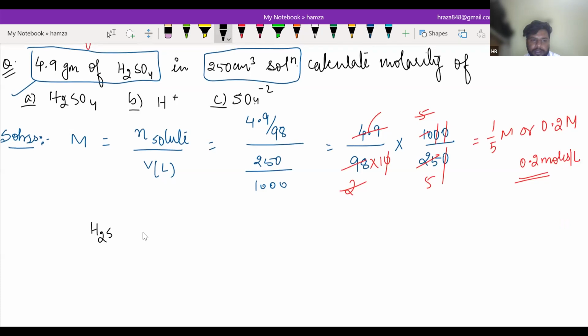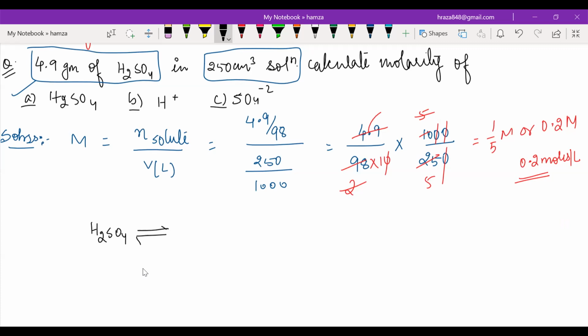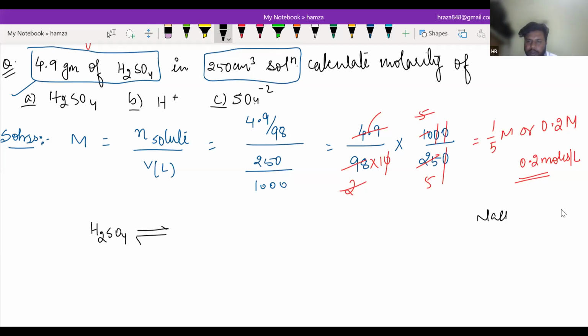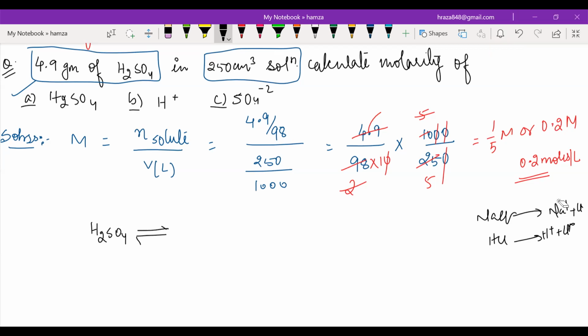Can you dissociate H2SO4 into ions? Yes or no? Amjad, can you do this? Sir, what should... Dissociation into ions, like if you are going for NaCl, it will be Na plus and Cl minus. If you are going for HCl, it will be H plus and Cl minus. Are you getting my point? Yes.